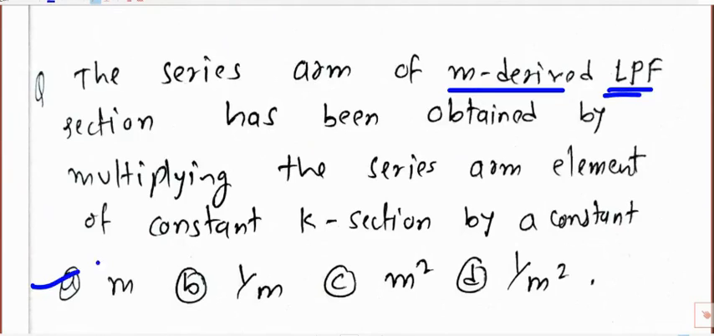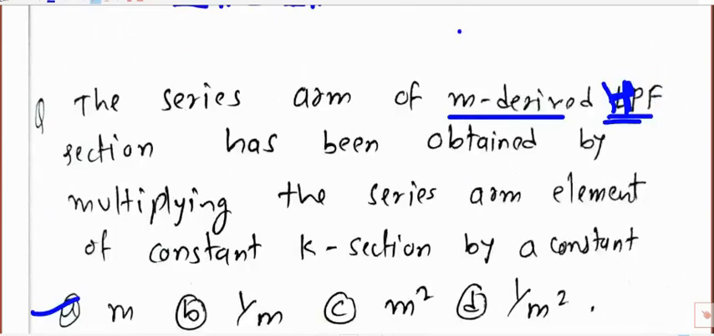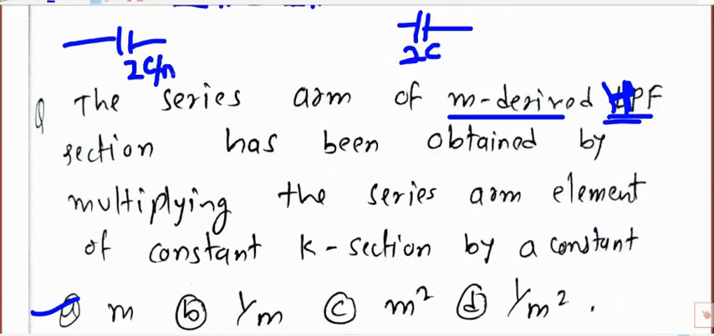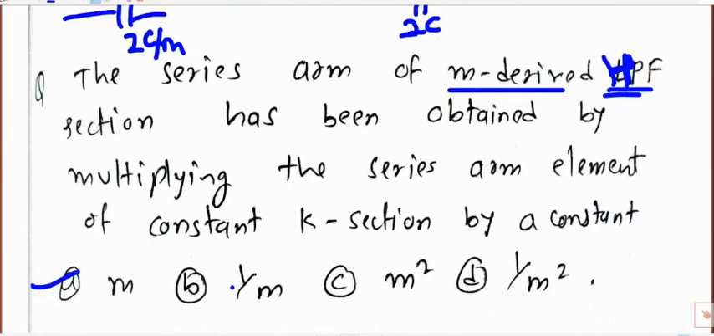Similarly, if I change the question to high pass filter, what will be your answer? In the high pass filter we are dividing. In constant K we have 2C, but in M derived we have 2C by M in the series arm. So the answer will be B. If here it is written high pass, then the answer becomes 1 by M. We are dividing by the factor M, or multiplying by the factor 1 by M. Okay, so these are some possible questions.